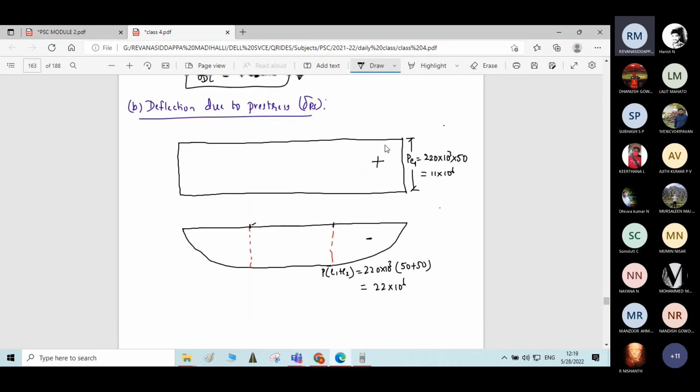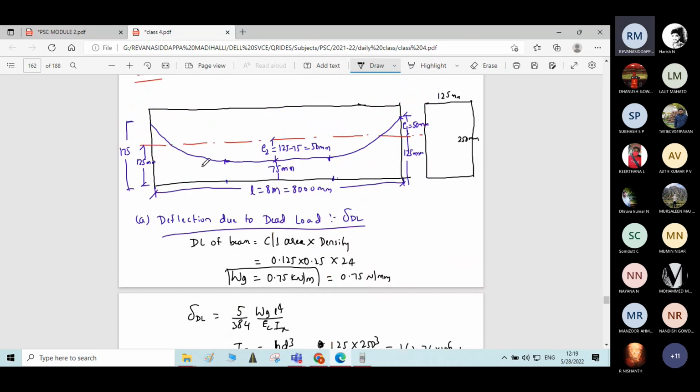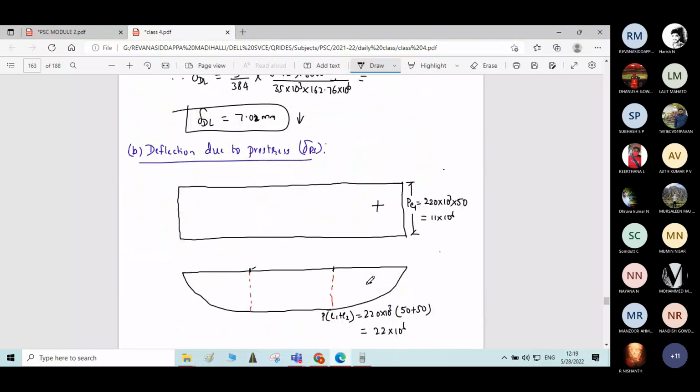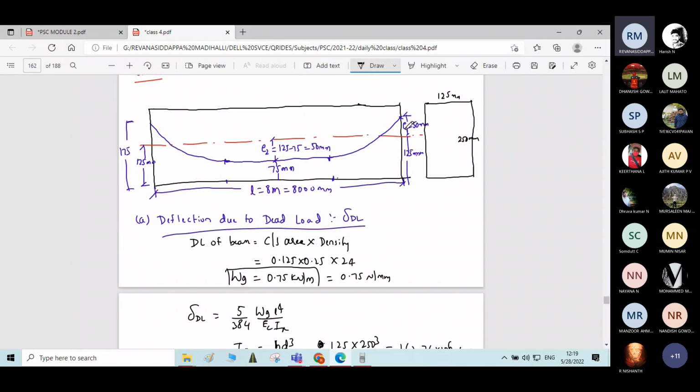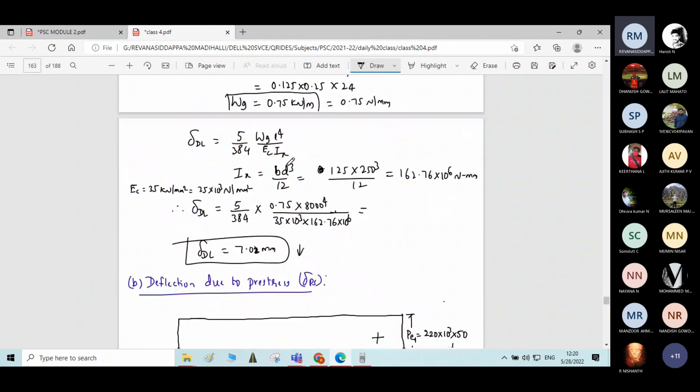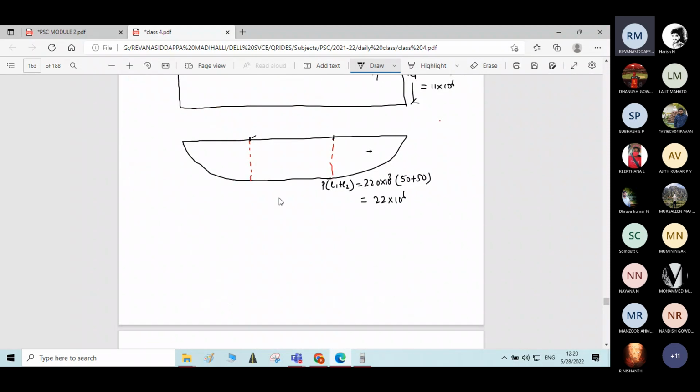Here the curved portion of the cable is below the central axis. That is why the sign is negative. At the support, the cable is above the central axis, so the sign is positive. At the midspan, the cable is below the central axis, so the sign is negative. Sign is very important, be careful.